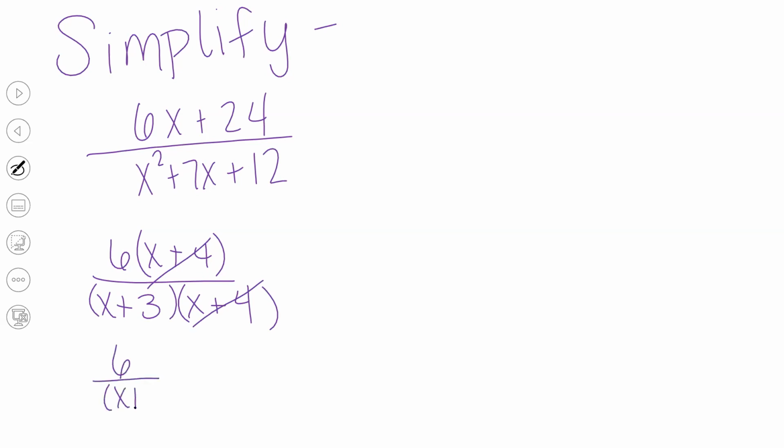So what will my final answer be? 6 over X plus 3, comma, X cannot equal -4, or X cannot equal -3. You need both of them, okay? Like -4, comma, -3 is fine, yes, okay?